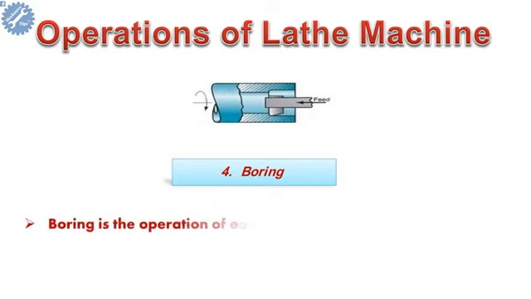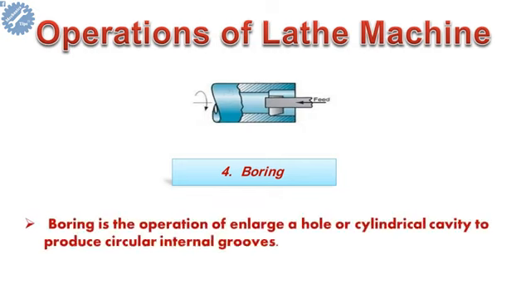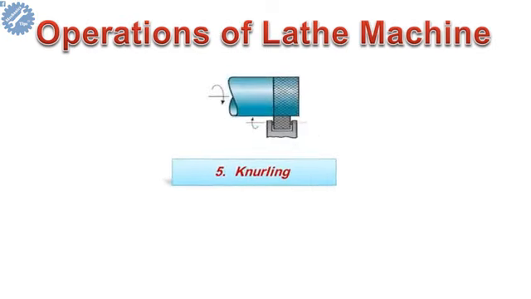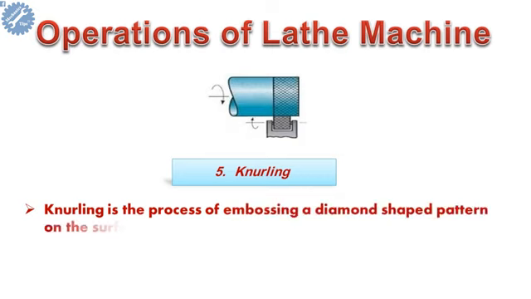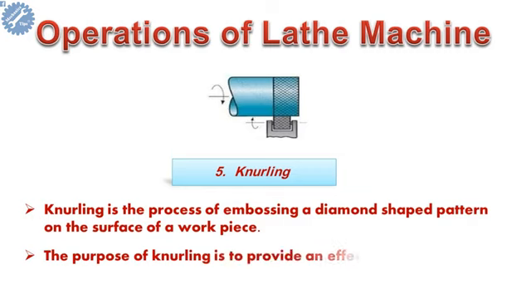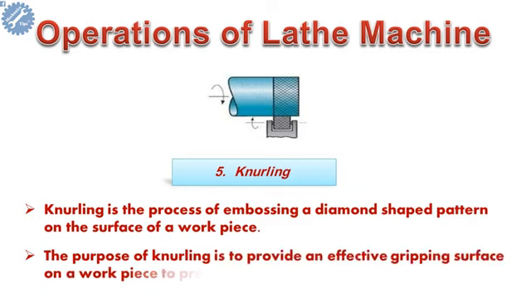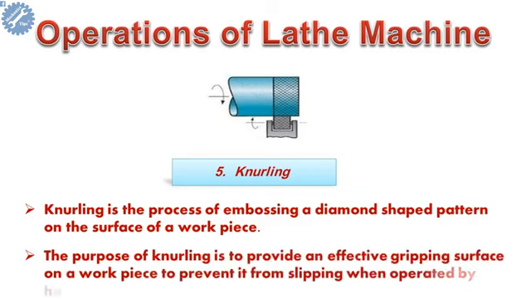Boring is the operation of enlarging a hole or cylindrical cavity to produce circular internal grooves. Boring holes may be bored straight or tapered. Knurling is the process of embossing a diamond-shaped pattern on the surface of the workpiece. The purpose of knurling is to provide an effective gripping surface on a workpiece to prevent it from slipping when operated by hand.